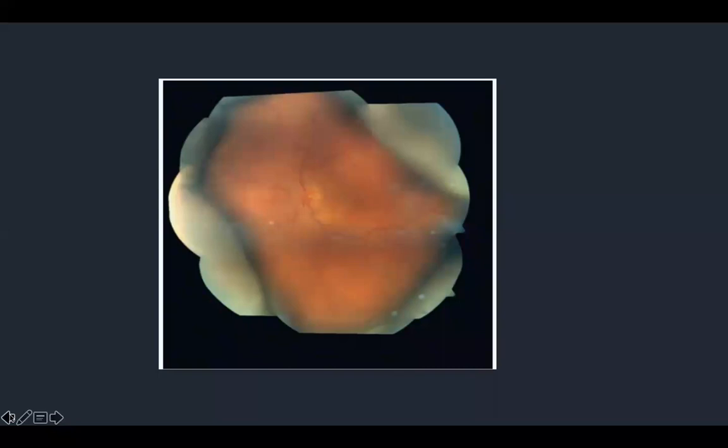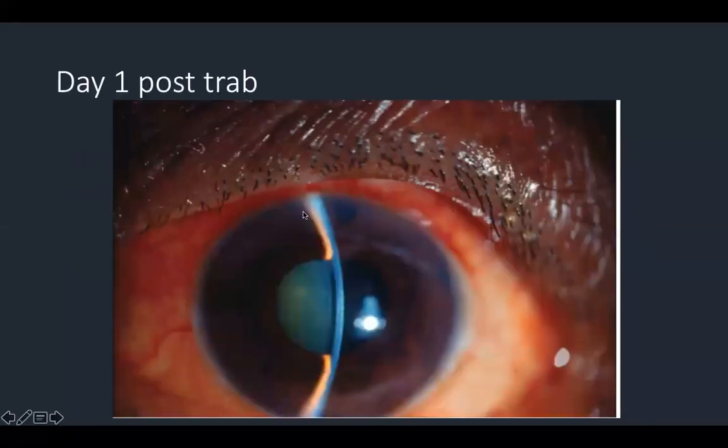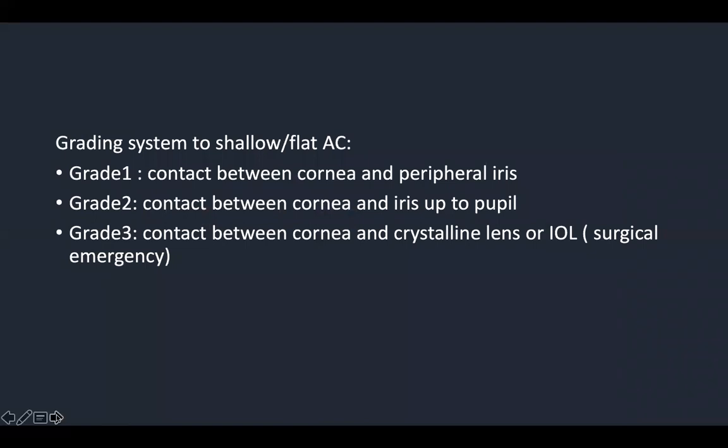Okay, no problem. So how would you grade the shallow AC? I think this is grade 2, because there is iridocorneal touch without lenticular touch. If there is lenticular touch, I would label it as grade 3. Yes. Grade 1 is only the periphery, with a deep center. Excellent. So this is the grading.